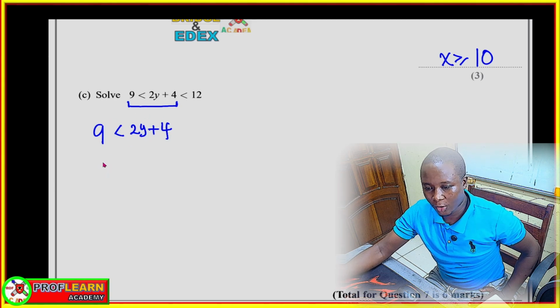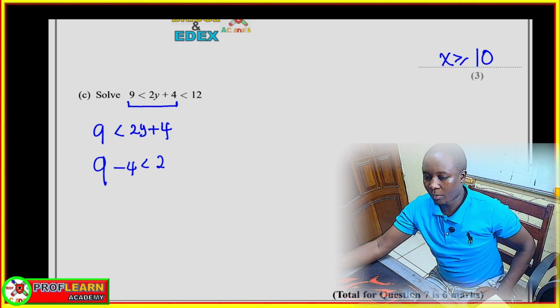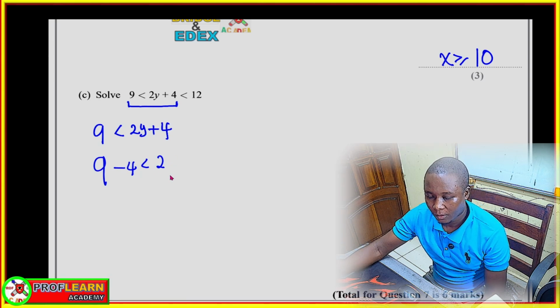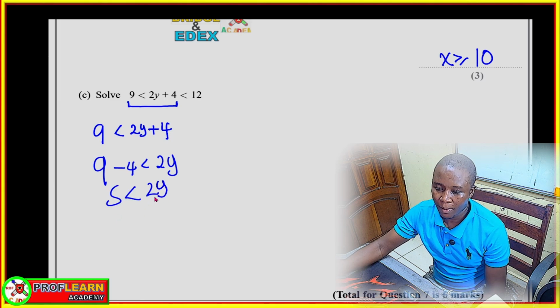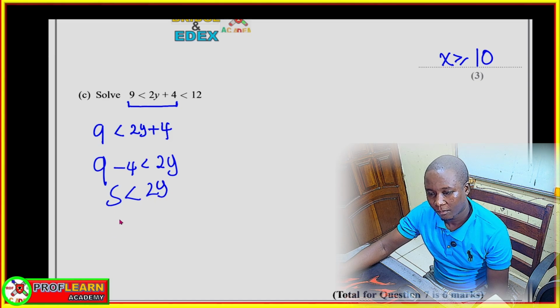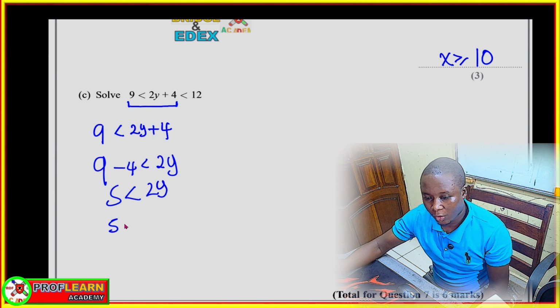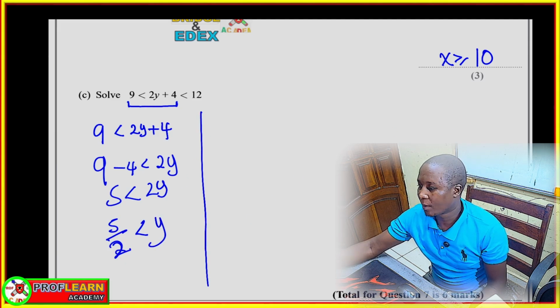And we're going to take 4 to the other side, so it becomes 9 minus 4 less than 2y, and then that's going to be 5 less than 2y. Divide by 2, divide by 2, so that's going to be 5 over 2 is less than y. We have worked out that part.